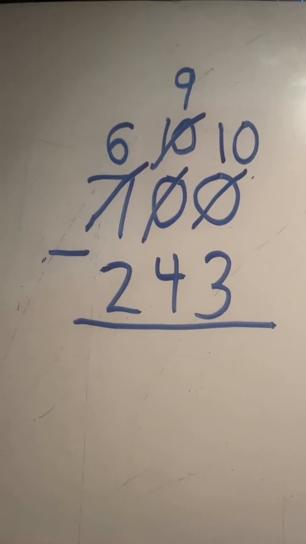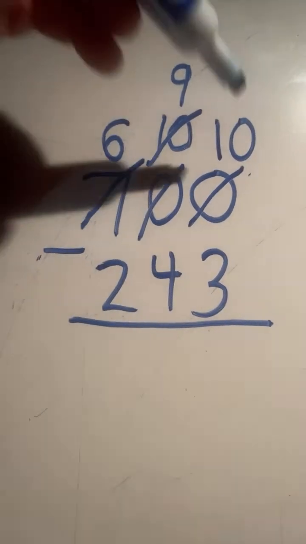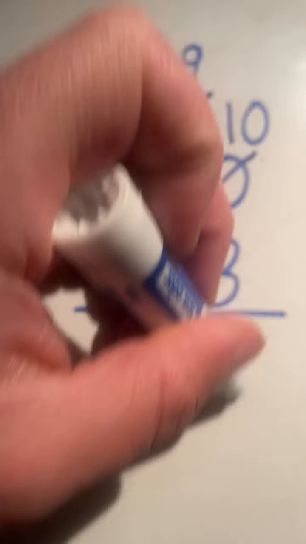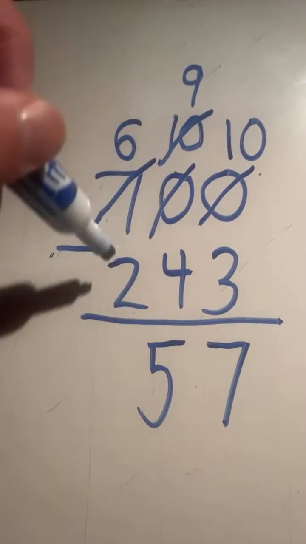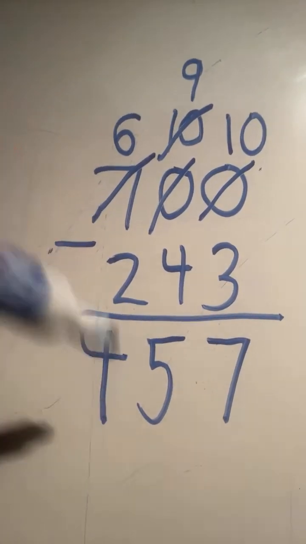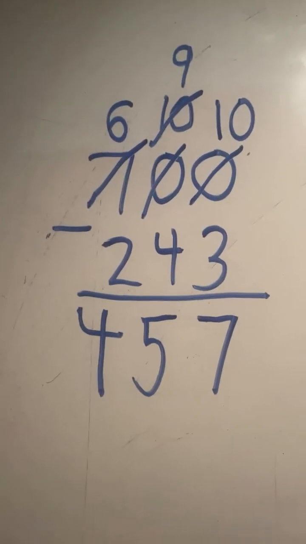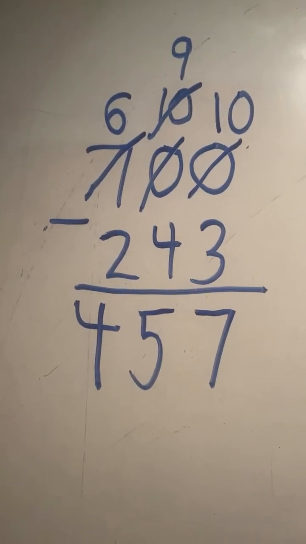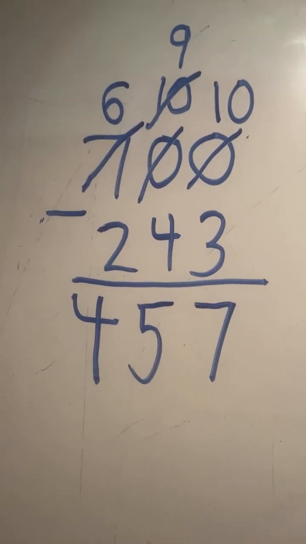So now all the top digits are bigger. Now we can subtract. So 10 minus 3 equals 7. 9 minus 4 equals 5. 6 minus 2 equals 4. And we have our final answer: 700 minus 243 equals 457.